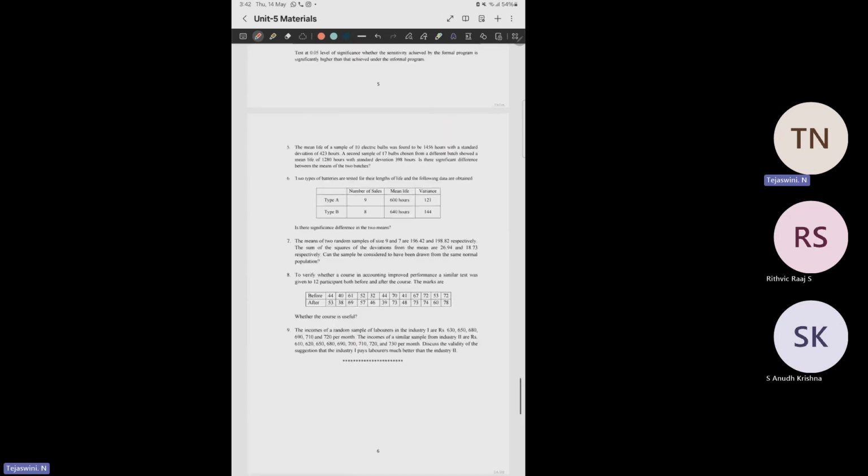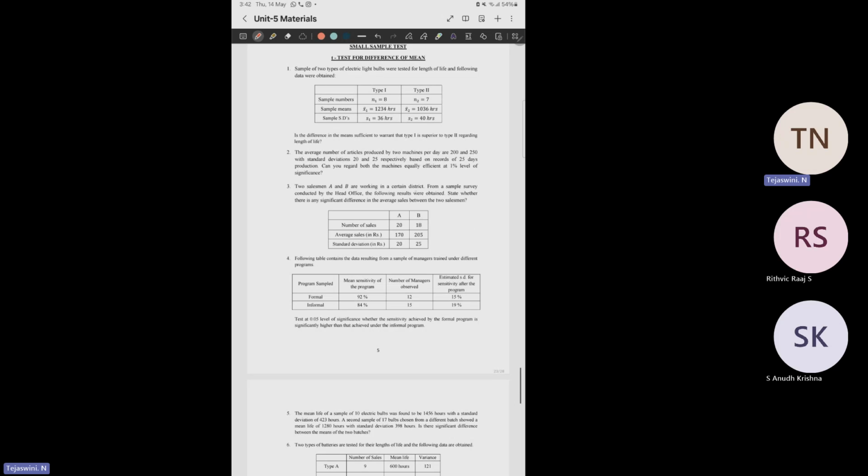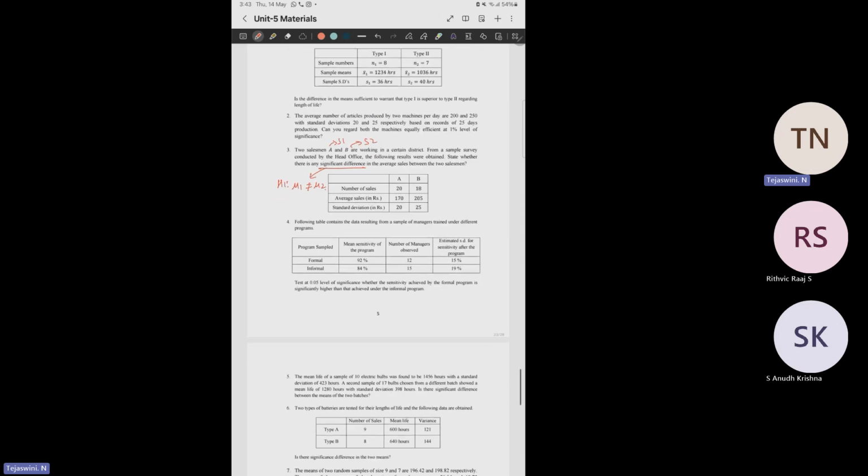Okay, for third question, two salesmen A and B are working in a certain district. We can keep A as the sample 1 and B as the sample 2. From a sample survey conducted by the head office, the following results were obtained. State whether there is any significant difference in the average sales between two salesmen. So they have asked only for significance, not increase or decrease. So our alternative hypothesis will be mu1 is not equal to mu2, since this is difference in mean.